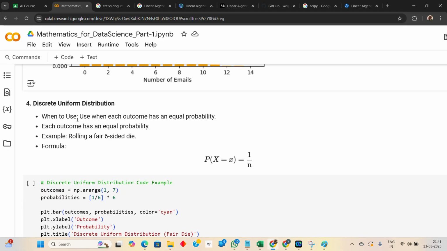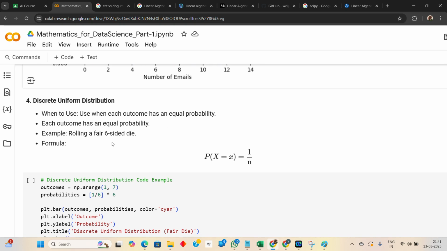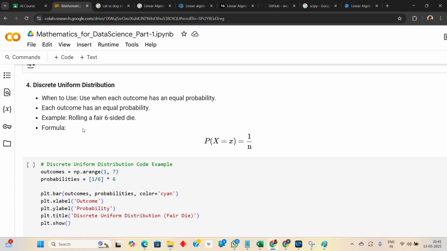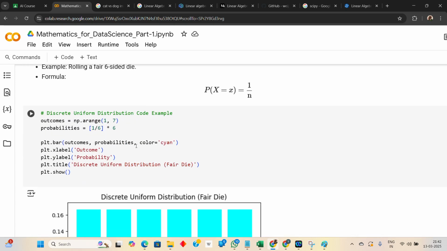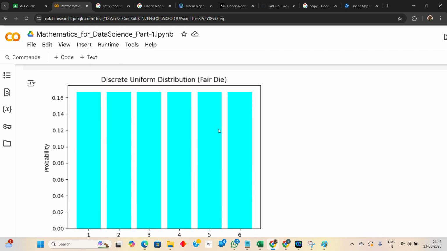And the last thing is uniform distribution. It is simple. When each outcome has an equal probability, then we can go for uniform distribution. The best example is rolling a die. What is the probability of getting 1 on top of the die? It will be 1 by 6. Similarly, the probability of getting 5 on top of the die will also be 1 by 6. So every time you perform it, you always get the same probability, and that is uniform distribution. Here you can see the probabilities are all the same.